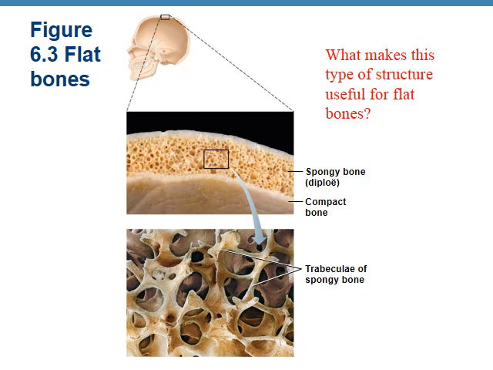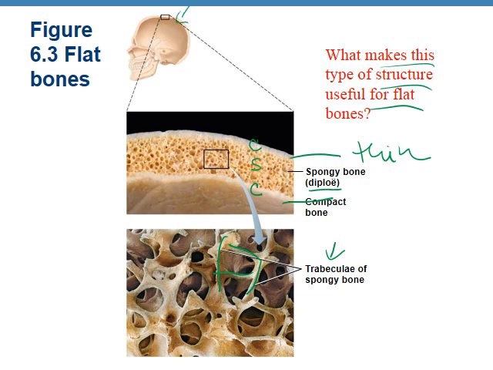This figure from the book illustrates this compact, spongy, compact layer, and it is still relatively thin. You can see here the trabeculae of the spongy bone. That's these ridges here. And sometimes we call this structure the diploe. What makes this structure useful for flat bones?